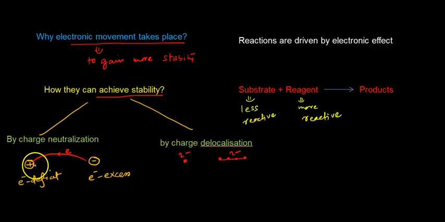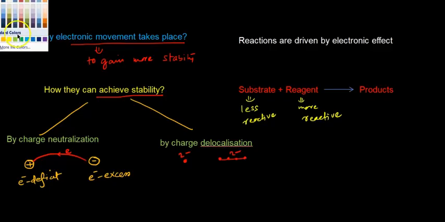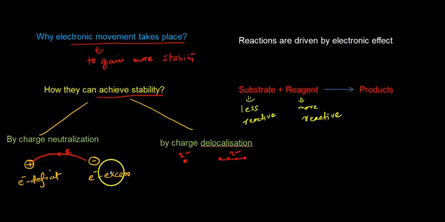Let's say there is a positive charge and there is a negative charge. We all know that positive charge means an electron deficit species, and negative charge means an electron excess species. Now I'll ask you one question. Which species is more stable, charged species or neutral species? The answer is simple, we all know.